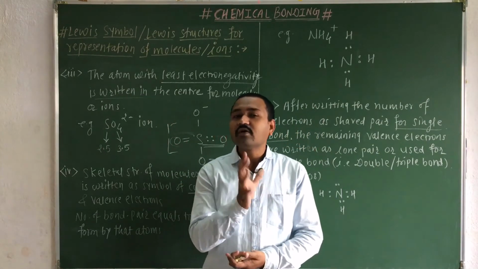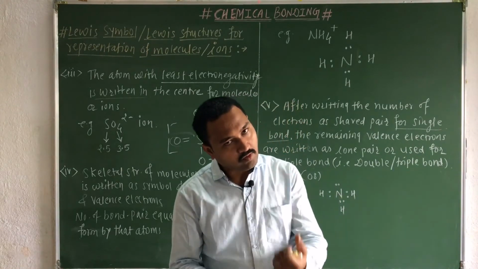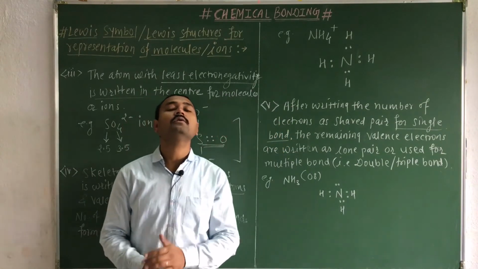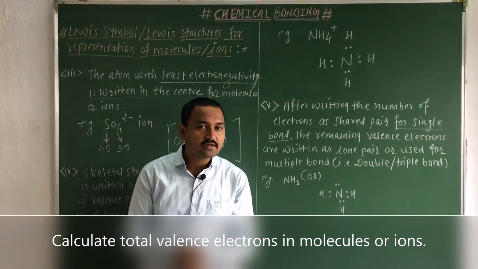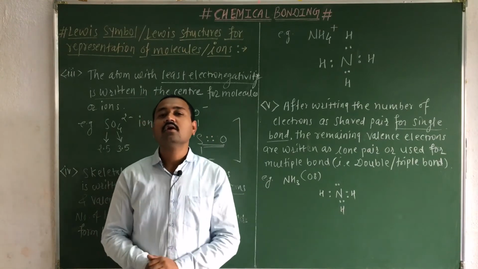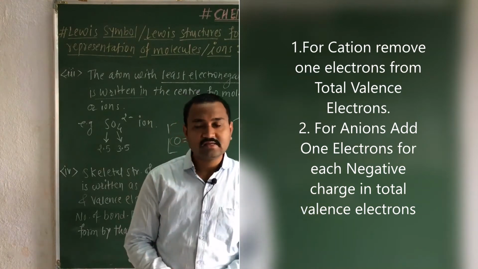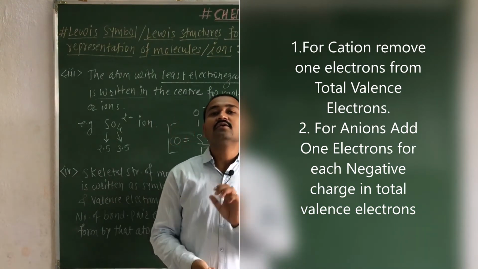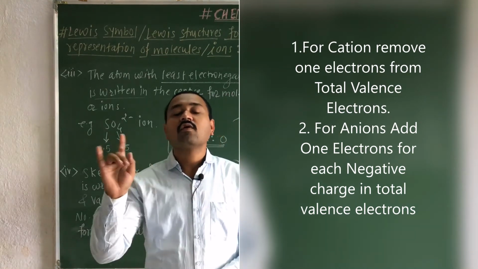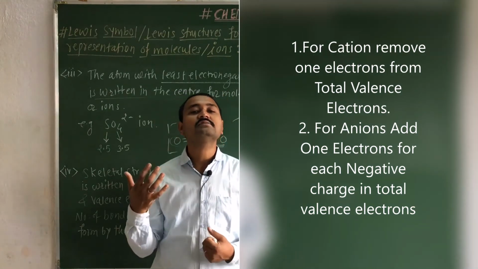So these are the 5 important points that we have studied for writing the Lewis structure for molecules or ions. Now let us summarize again. The first point, we have calculated the total number of valence electrons from the combining atoms. In the second point, whenever there is an ion, it may be a cation or an anion. If it is a cation, it will have a positive charge, and we have to remove 1 electron for 1 positive charge from the total valence electrons.